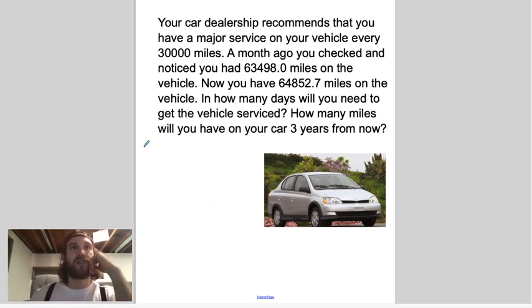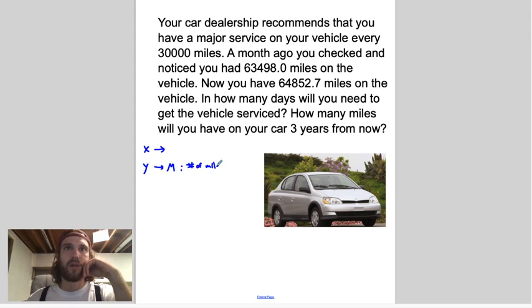So the first step here is deciding what we're going to call our x and y. I guess first decide on your y variable. What's the thing that we're measuring, that we're trying to predict? That would be the number of miles. And not to be confused with slope, I'm going to use a capital M here instead of a lowercase m. So we're interested in measuring the number of miles. So M is equal to the number of miles on the vehicle.